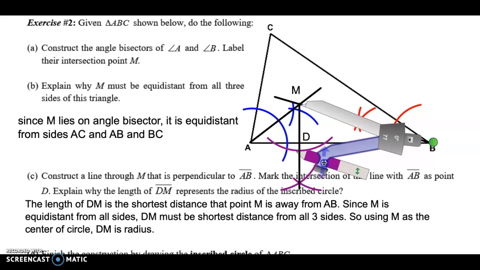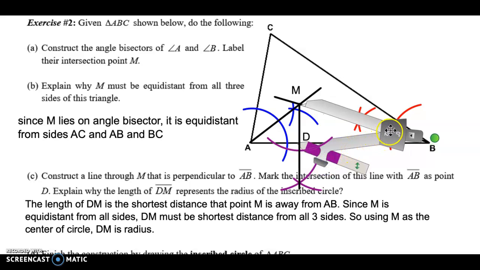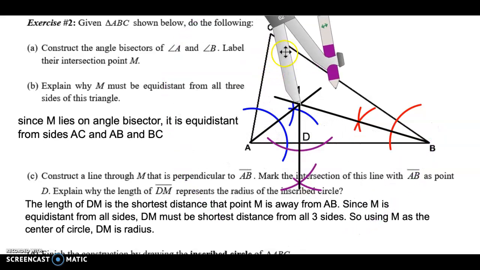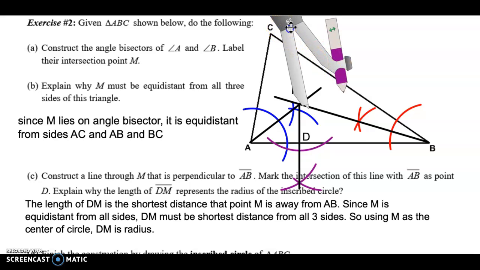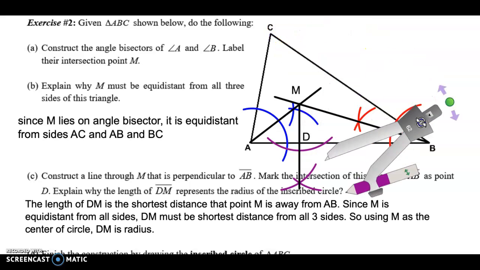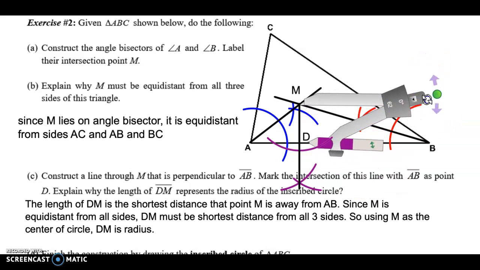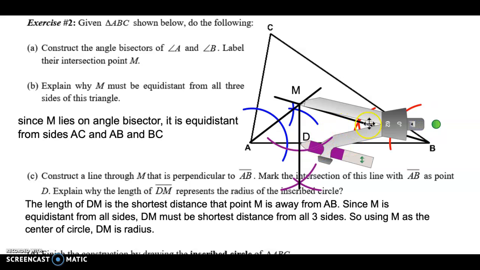So if I were to take my compass and put it on M and use a radius of DM, then I should be able to construct this circle right here, and that circle will be inscribed in my triangle. So again, I'm putting it on M, and I'm going to open it up exactly to the length of DM. And if I'm a smidge off, then this whole thing is going to be a smidge off. So I want to make sure I'm going as exact as I can.